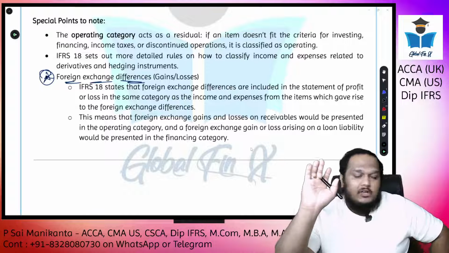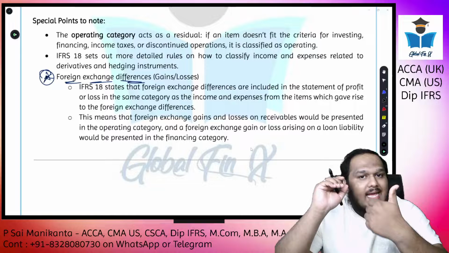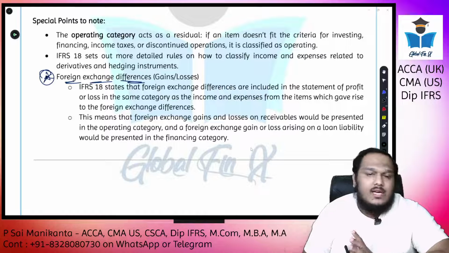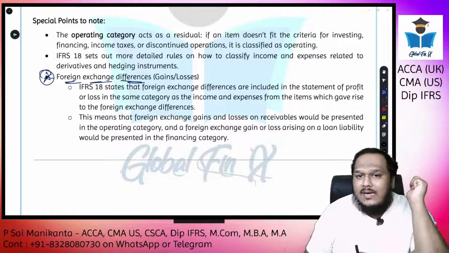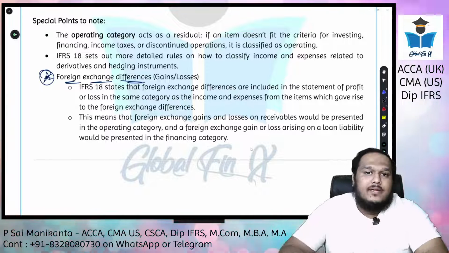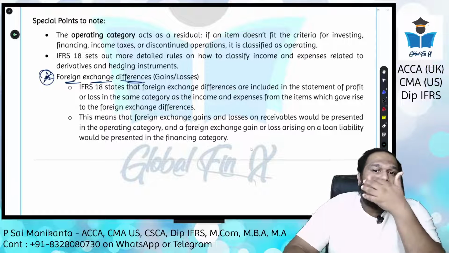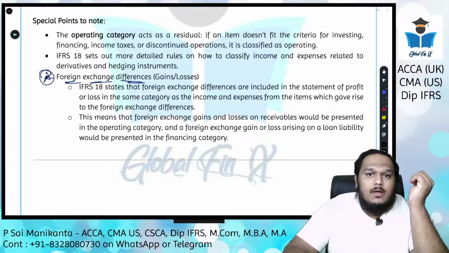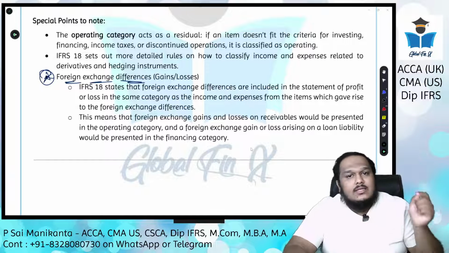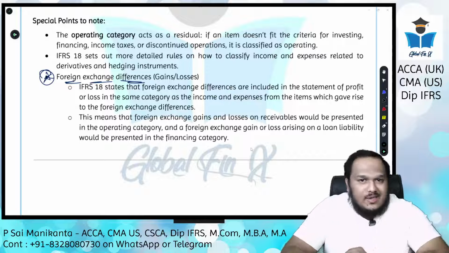Sir, I did not understand. Simple. Sales is there. You sold some item. On that you had some foreign exchange gain. Sales is an operating activity. So the forex gain on sales is also under operating. Sir, I paid some interest on a bank loan. That is a financing activity. So any forex gains or losses related to that should also be under financing.